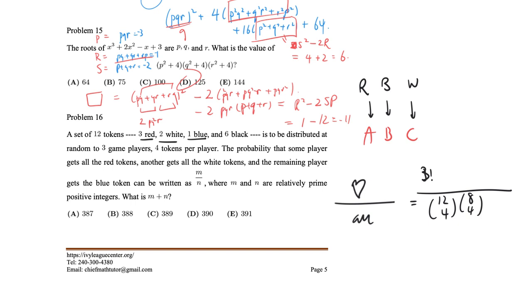And then for the blacks, well, whoever got red only has 1 spot left. So you're going to choose a black for that person. And then the other person who got white has 2 left. And so you choose 2 from those remaining blacks. So this is equal to 3 factorial times 6 times 10 over this mess, basically.